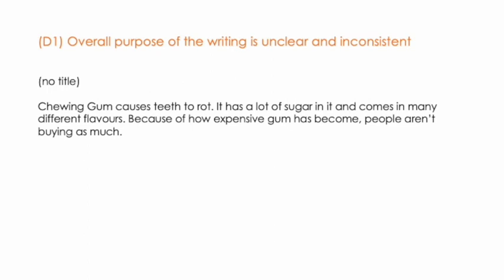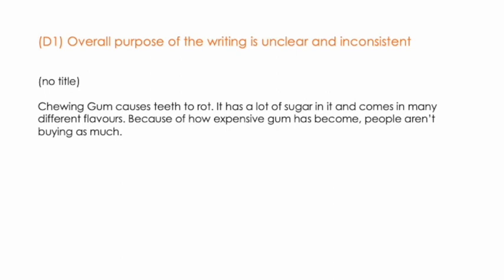Let's look at this example. A first thing here is that there's no title to it. And that might seem like a really silly little thing, but in any piece of writing, if we've got no title, straight away we're not quite sure what the purpose or direction of this piece of writing is. So you may have received a D1 note just for not having a title.